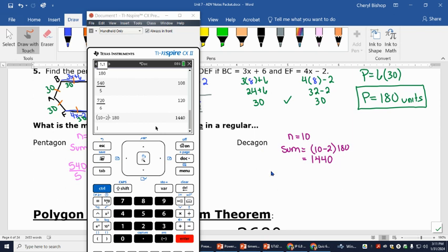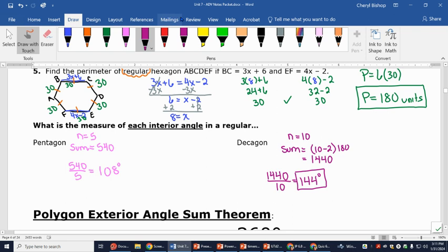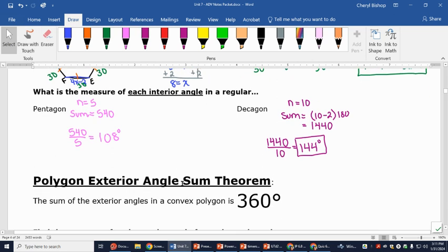Okay, if I have a regular decagon, that means all 10 angles will be equal. So if they have to all add up to 1440, and there's 10 of them, then each one will be 144 degrees. The more sides you get in a regular polygon, the more obtuse your angles will become. They have to open up further to fit more sides in. Okay? So you have to use this formula, n minus 2 times 180, for each shape to find its interior angle sum. But now we're going to talk about exterior angles.